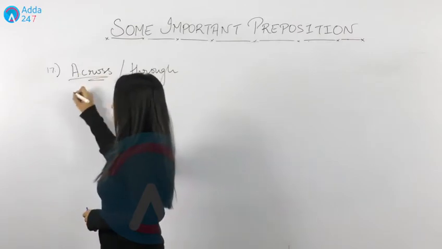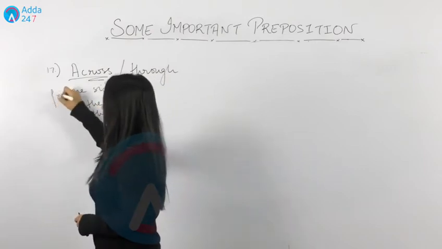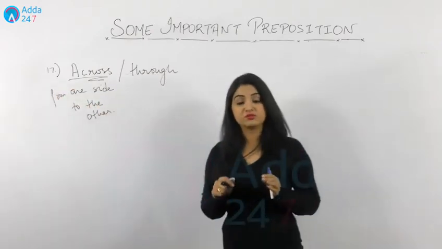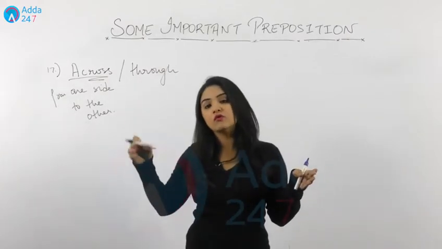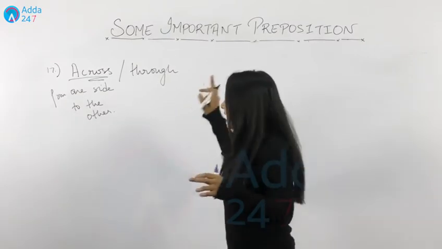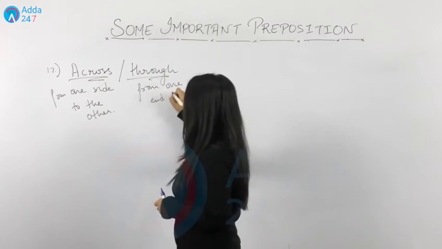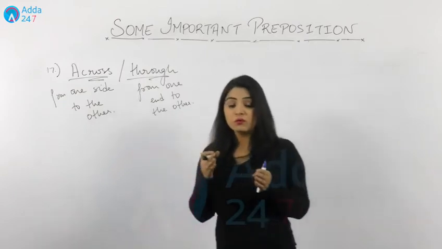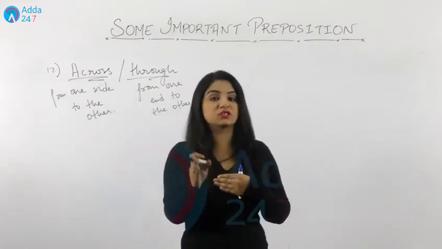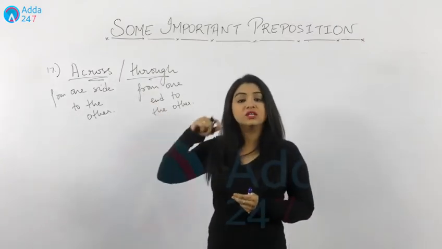Now next is the 17th one, which says, what is the difference between across and through? Now see, across means from one side to the other. Movement from one side to the other, which means that you have clear boundaries and you have to move from one side to the other. And through means from one end to the other. Now through means that you will go through something. You will enter something and then you will come out to the other end.